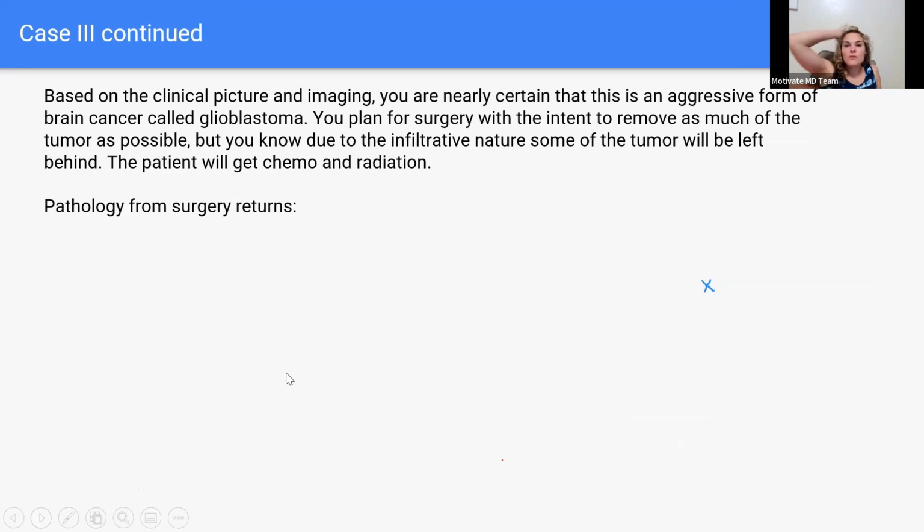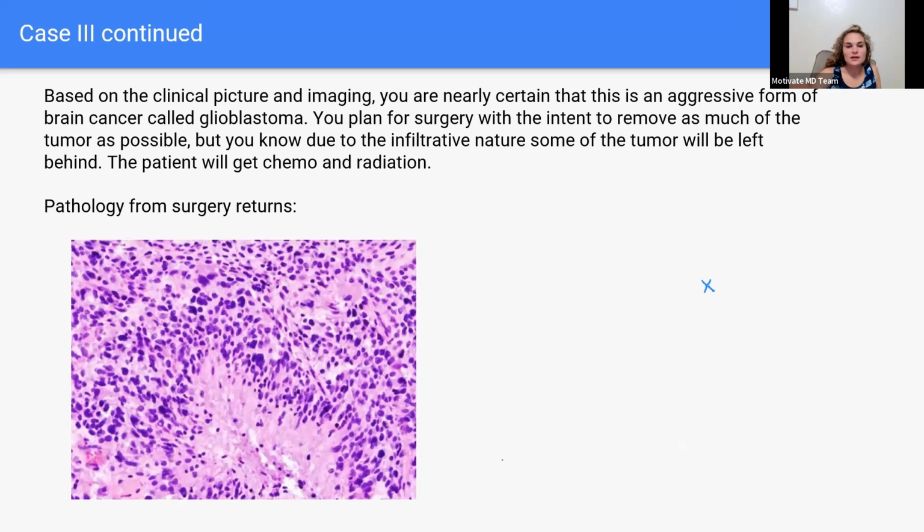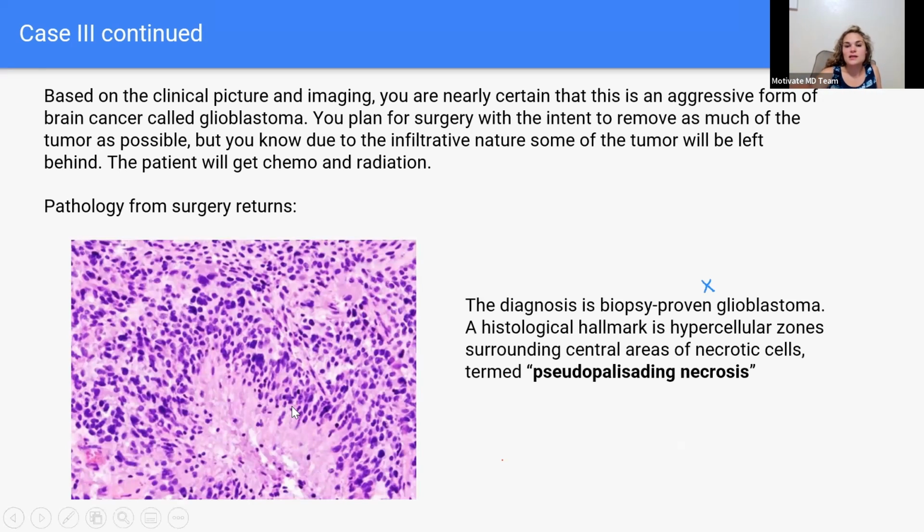Okay, so based on the clinical picture and imaging, you are nearly certain that this is an aggressive form of brain cancer called a glioblastoma. So you plan for surgery with the intent to remove as much as possible. But due to the infiltrative nature, some of the tumor will be left. So the patient will get chemo and radiation, as someone had mentioned. So pathology from the surgery returns, and we've got this. This biopsy is indicative of glioblastoma.